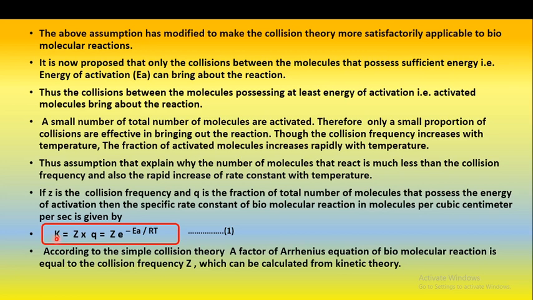In the Arrhenius equation, K equals A into e raised to minus Ea upon RT, the A factor is replaced by Z, the collision frequency, which can be calculated from the kinetic theory. Z and Q can be calculated for the reaction 2HI giving H2 and I2.